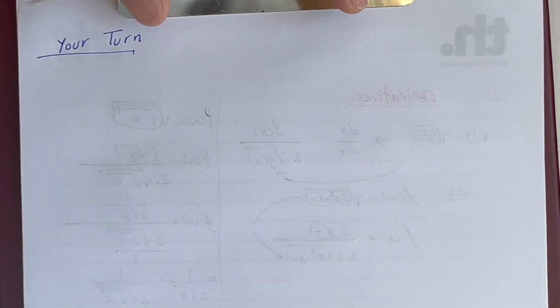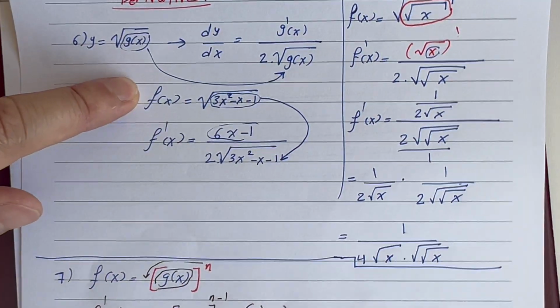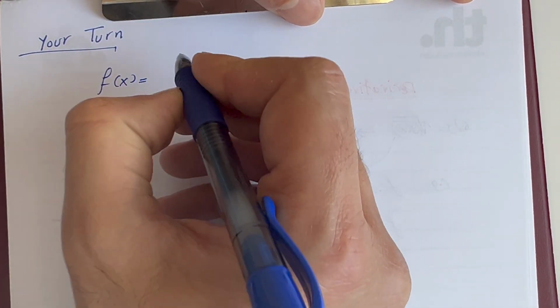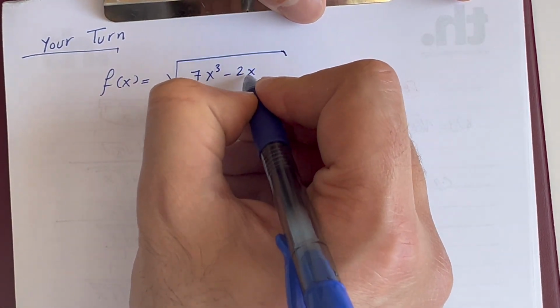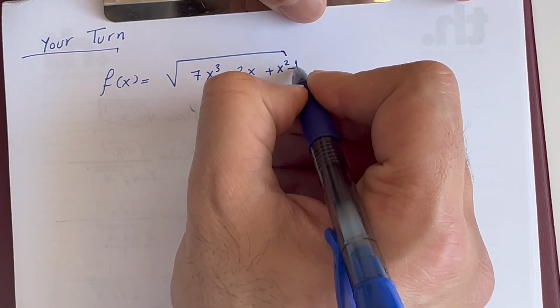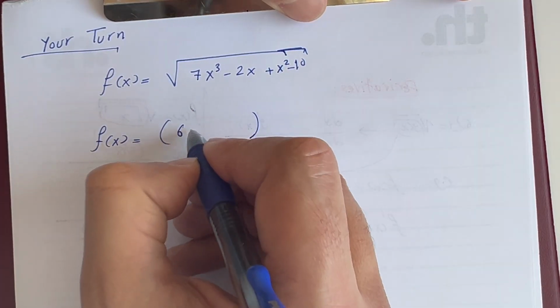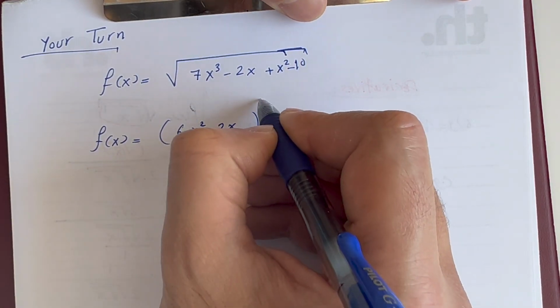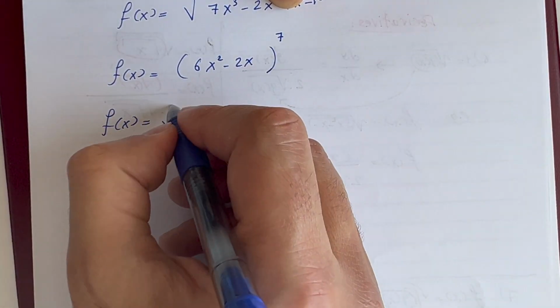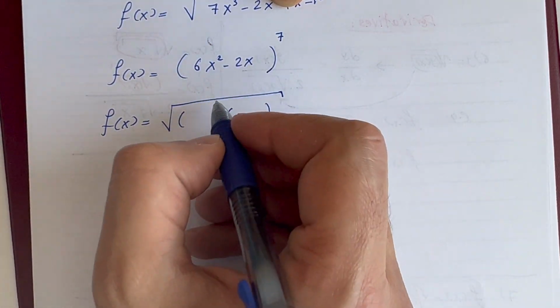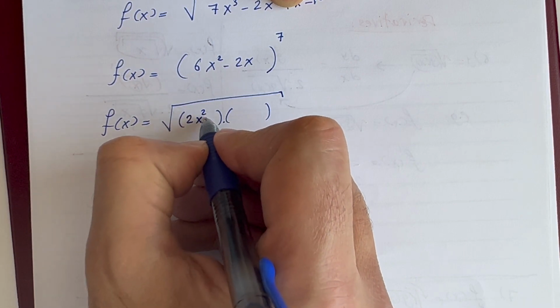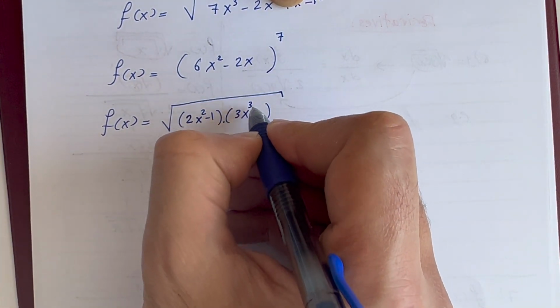It's your turn now to practice rules number 6 and 7. What is the derivative of the square root of 7x to the power 3 minus 2x plus x to the power 2 minus 10? What is the derivative of 6x squared minus 2x, to the power 7? What is the derivative of the square root of, be careful here, there's a rule inside a rule, the product rule inside the square root, 2x squared minus 1 times 3x cubed minus x?